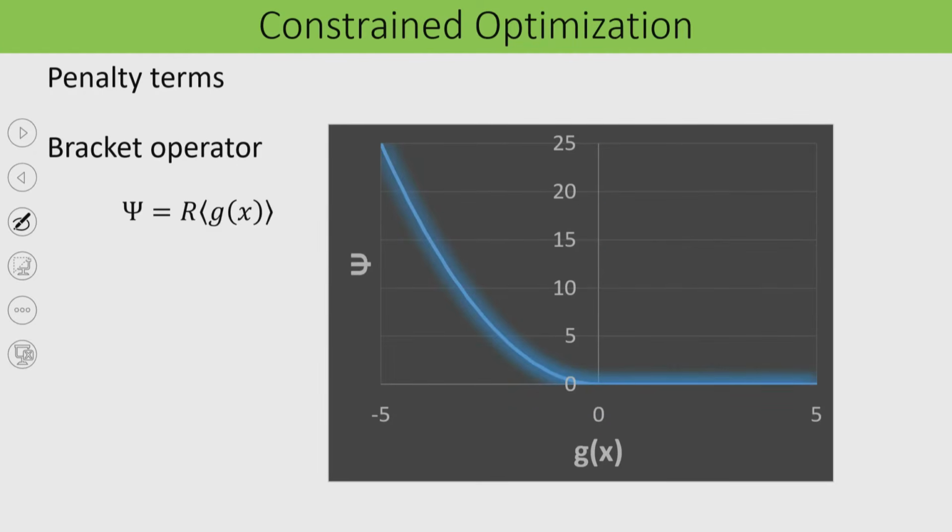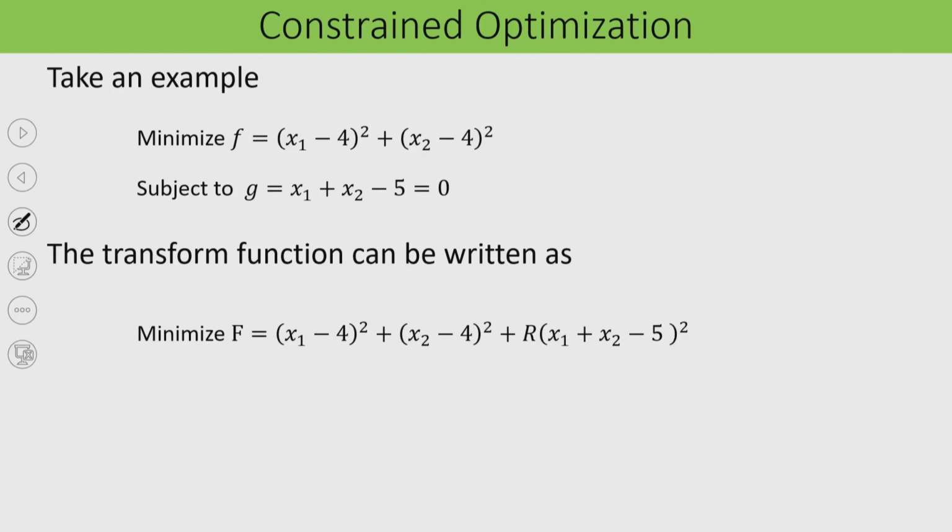And similarly, the bracket operator is already explained. Here we are penalizing the infeasible solution, and therefore, this is the exterior penalty method. Now, I will discuss one example problem.